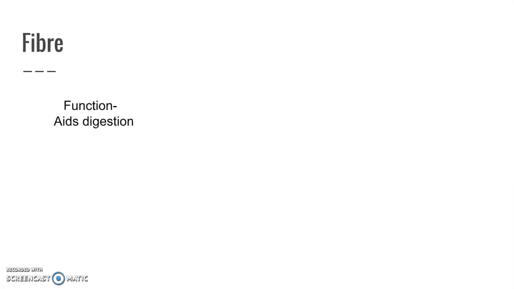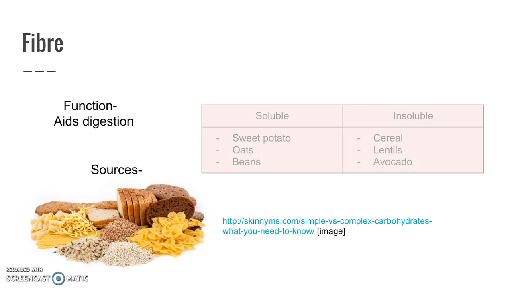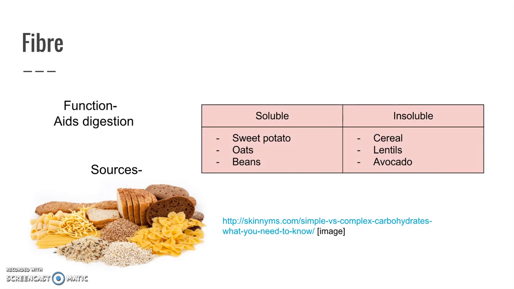The function of fibre is to help digestion, and there are 2 types. The first type is soluble, and this slows down the rate of digestion and also slows down the rate glucose is released. This means that it will just release energy slower, so it will use up more time. Soluble fibre also decreases the risk of heart disease by binding with fat and blood cholesterol. Examples of soluble are sweet potato, oats, and beans.